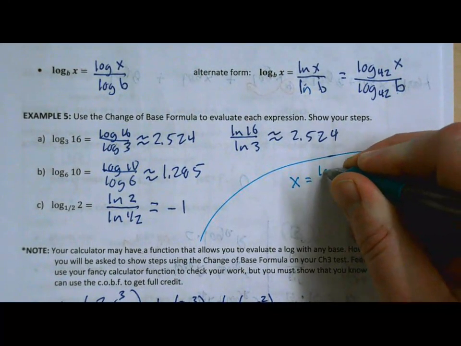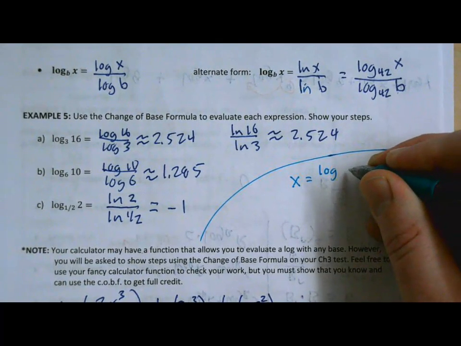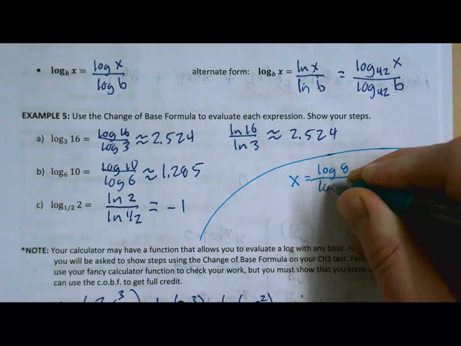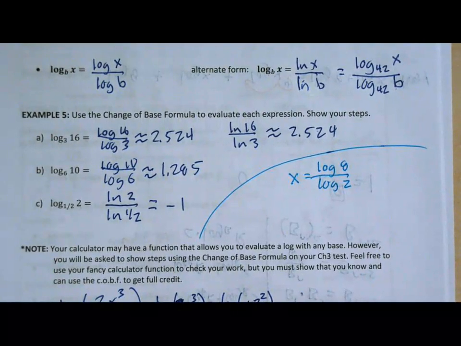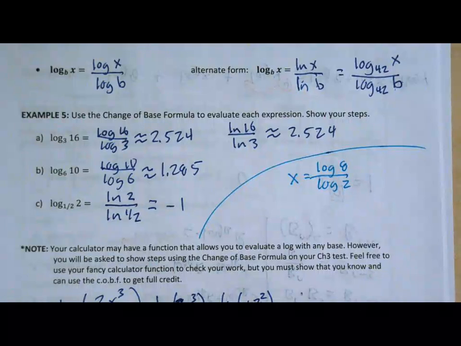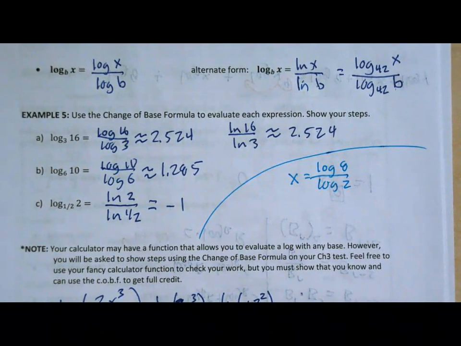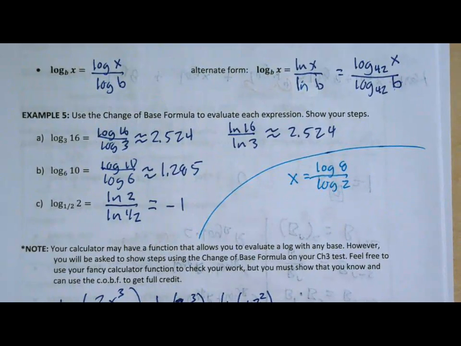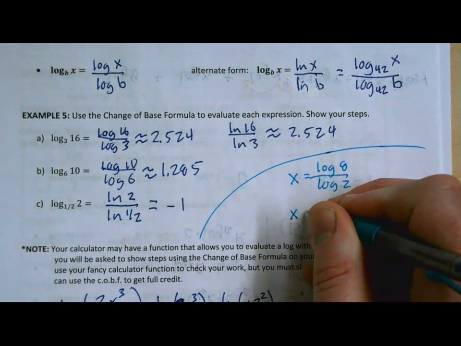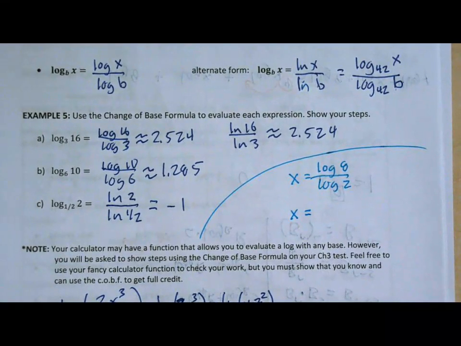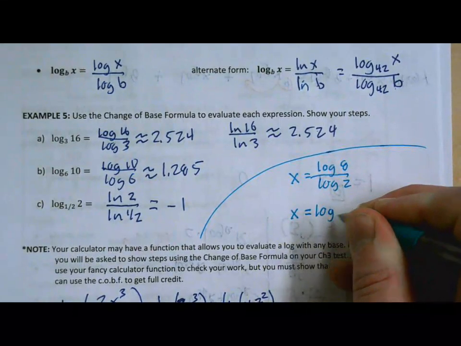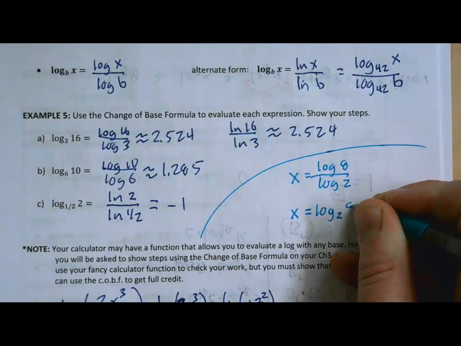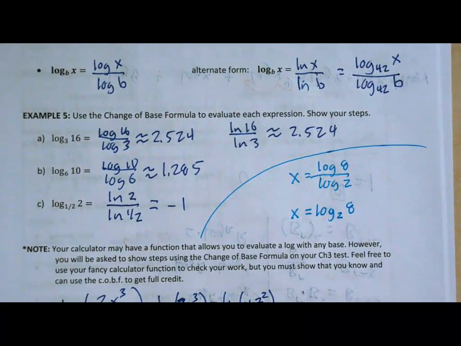X equals the log of 8 divided by the log of 2. And I am here to tell you right now that answer would be unacceptable for full credit on a test. Because we can change that into what? What is log 8 divided by log 2? Can you write that as a single log? What's my base? Log base 2 of 8. That's what that's equal to, right? That's the change of base formula, but in reverse.